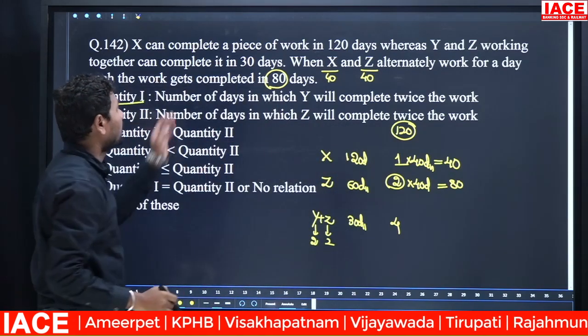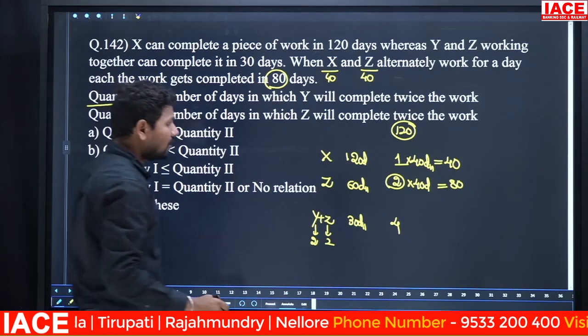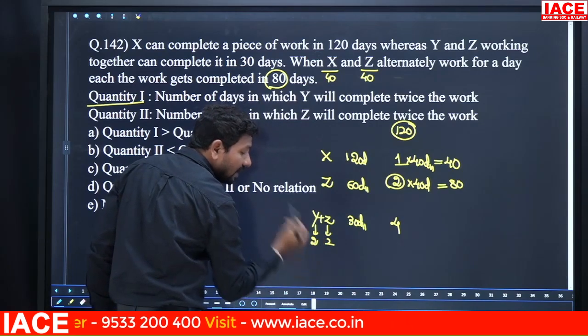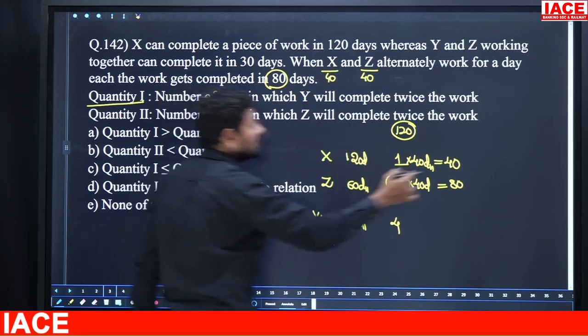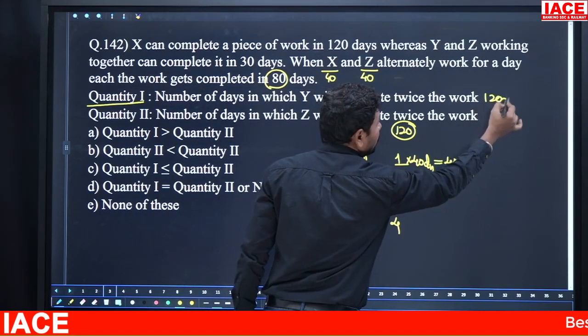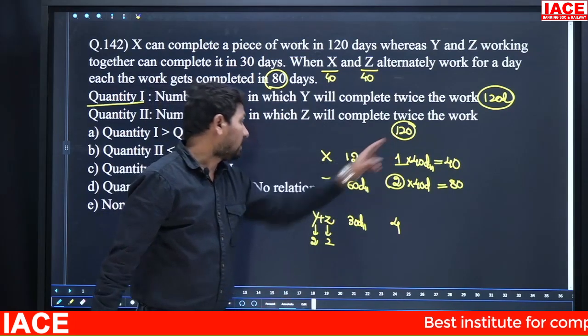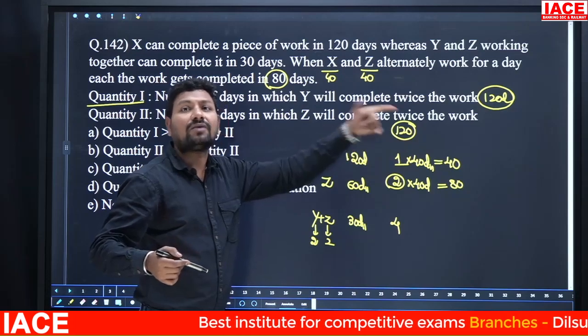Quantity 1 is the number of days in which Y will complete twice the work. Twice the work means 120 units. 120 units completed by Y at 2 units per day means 60 days. But twice the work means how many days are required? 120 days are required. 120 by 2 is 60, but for double work the 60 days becomes 120 days.